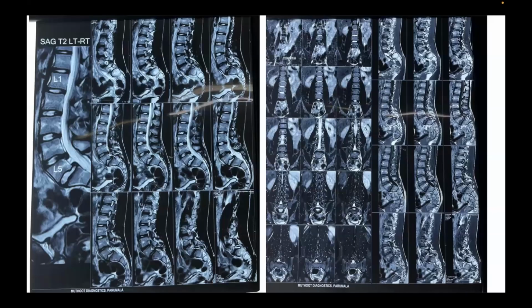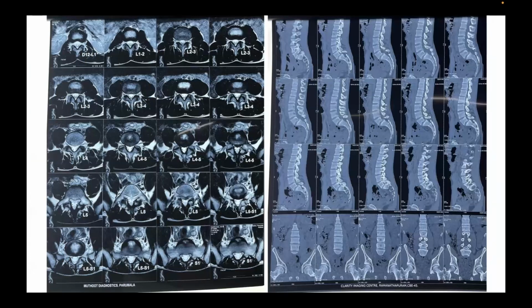MRI was done, and it showed not much compression of the neural elements. Here in the sagittal view, we can see that there is probably a disc bulge at the L4-L5 level, but when you see it in the axial view, there won't be any disc bulge showing in the axial cuts. So this phenomenon is known as pseudo disc bulge.